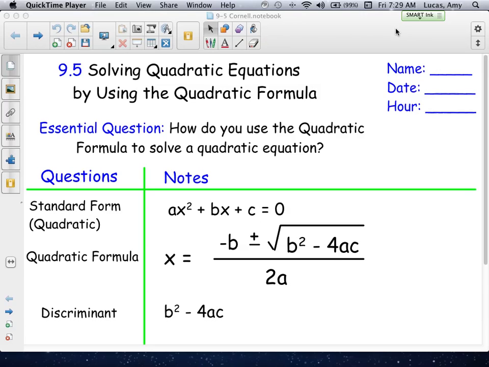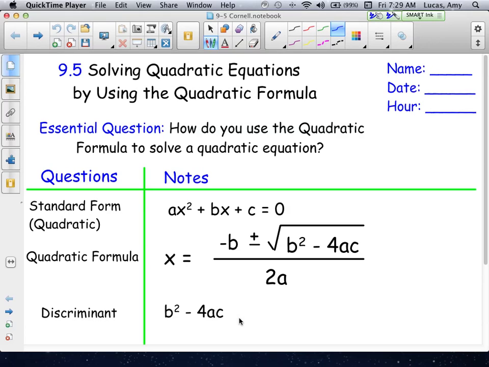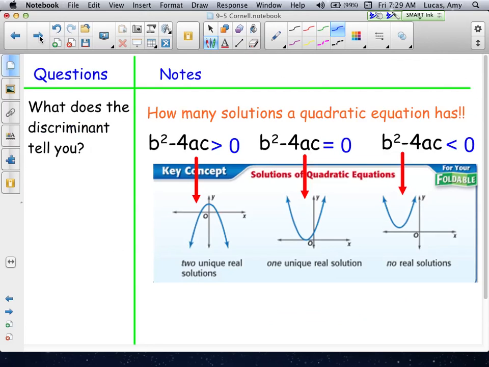The last vocab word is the discriminant. The discriminant is b squared minus 4ac. So the discriminant, you should see, is the part of the quadratic formula that's under the square root. That's called the discriminant. And on my next slide, you'll see, what does the discriminant tell you? Well, the discriminant controls how many solutions a quadratic has. You can figure that out by the discriminant.